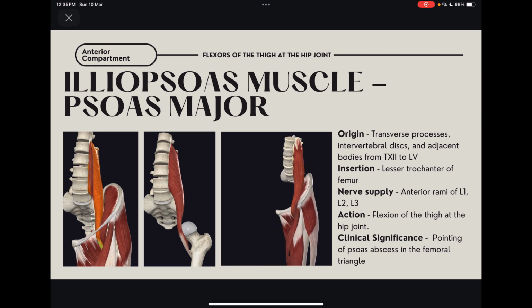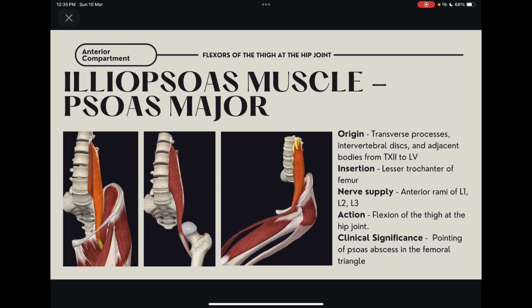The psoas major muscle, even though we consider it as part of the anterior compartment of the thigh, is actually part of the abdominal muscles because it's coming from the vertebra. It's coming from the transverse processes, from the intervertebral disc and the adjacent bodies of T12 to L5.